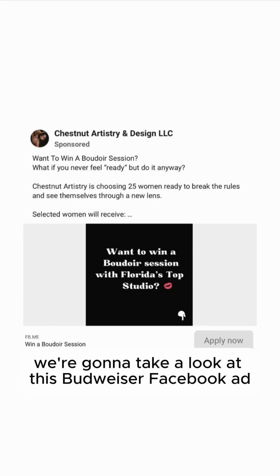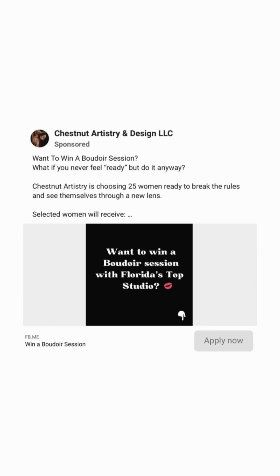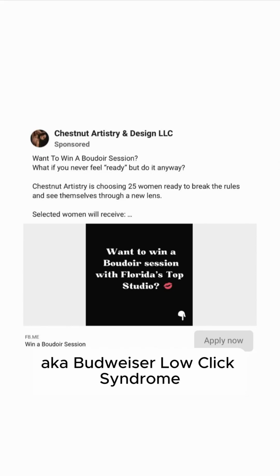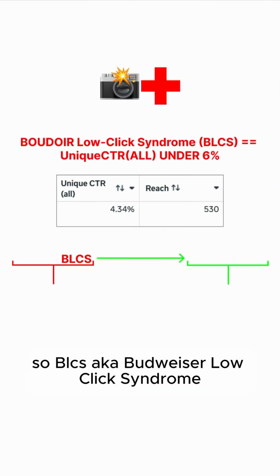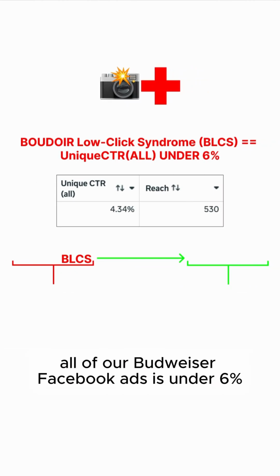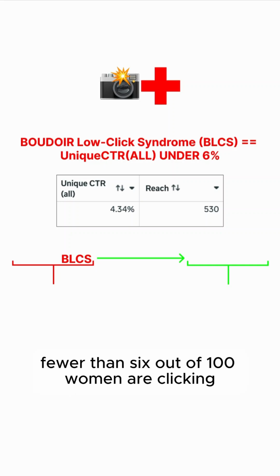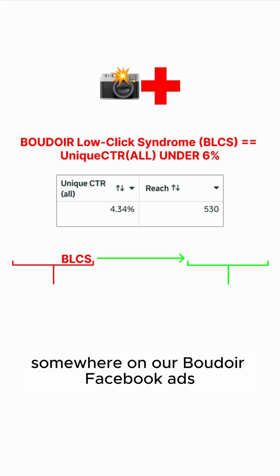All right, y'all, we're going to take a look at this Boudoir Facebook ad, see if we believe it has BLCS, aka Boudoir low click syndrome. BLCS is when the unique CTR on all of our Boudoir Facebook ads is under 6%. This means fewer than 6 out of 100 women are clicking somewhere on our Boudoir Facebook ads.